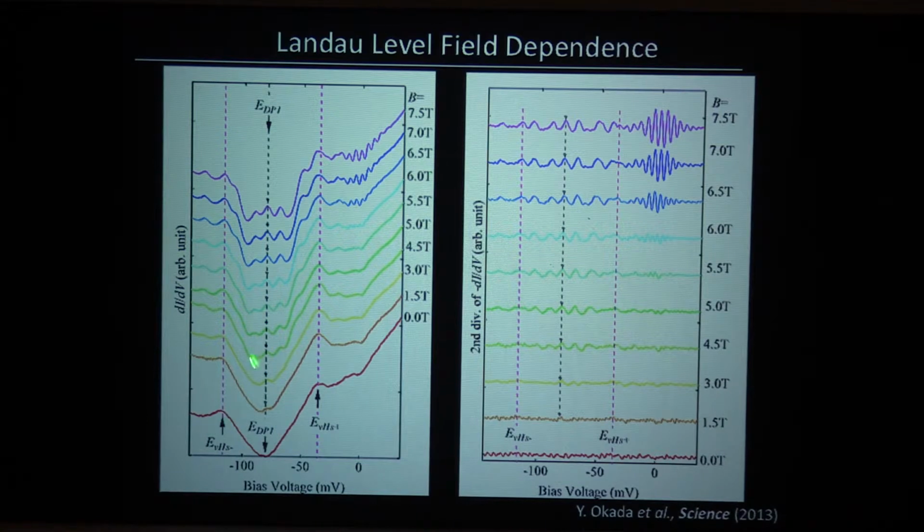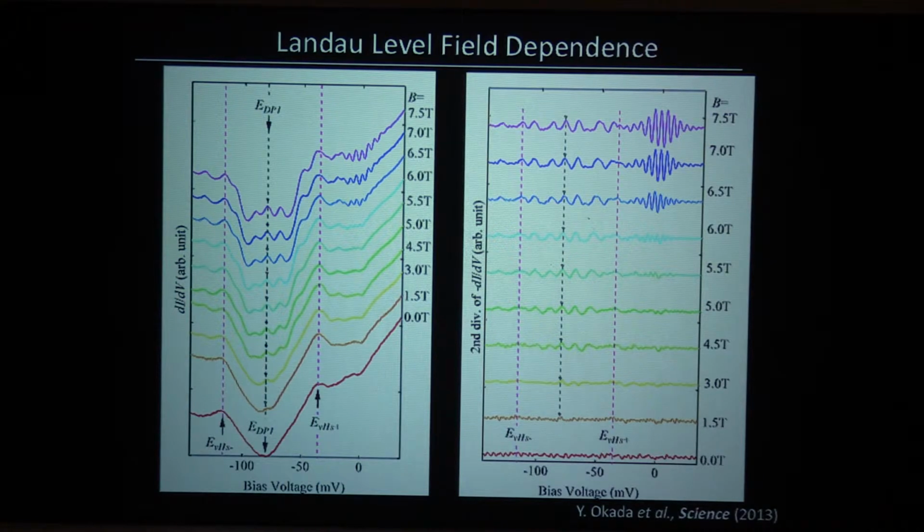By the way, the difference between this figure on the left and right is that this is just another derivative of this, that's all. And the reason we show this is it's actually easier to see these peaks sometimes when you take another derivative. Okay, so here's the Dirac point.